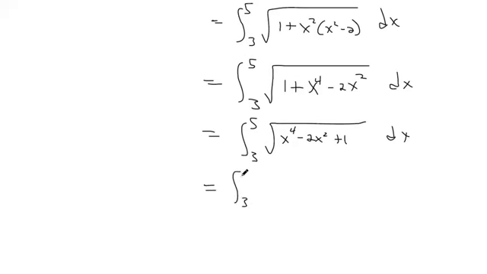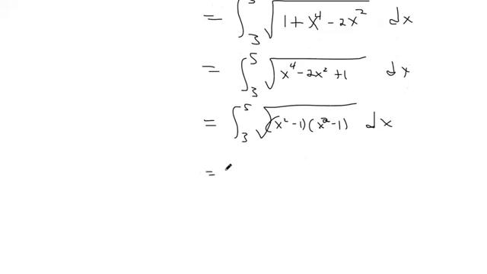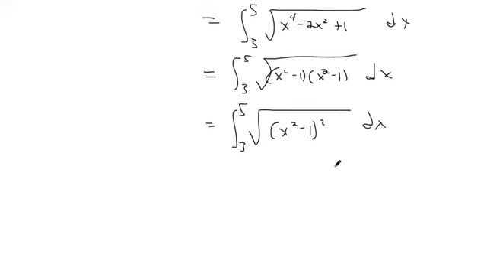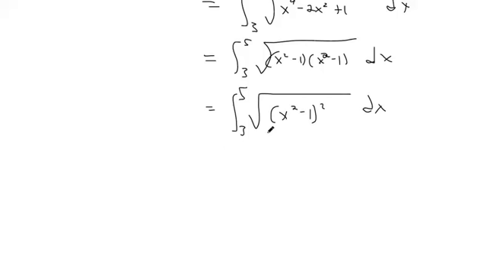That's two numbers that multiply to be positive 1 but add up to be negative 2. It's going to be x squared minus 1, x squared minus 1, because if you multiply that out, that makes what we started with. But you've got something times itself. So that's x squared minus 1 squared. And you're square rooting a square, so it makes x squared minus 1.